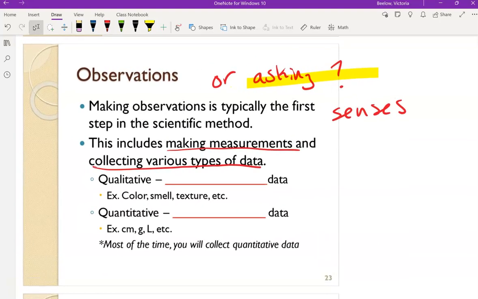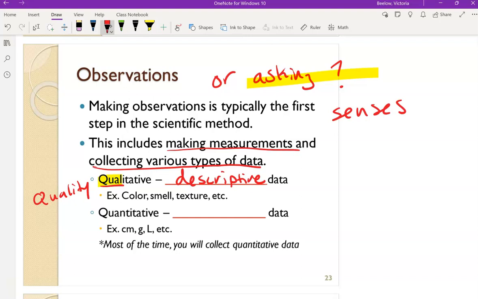There are two types of data. The first is qualitative, and this is descriptive data. So this is data that describes things. I always remember qual, and I think quality. So like color, smell, texture, etc. Things that maybe you're getting with your senses that needs to be described in words.